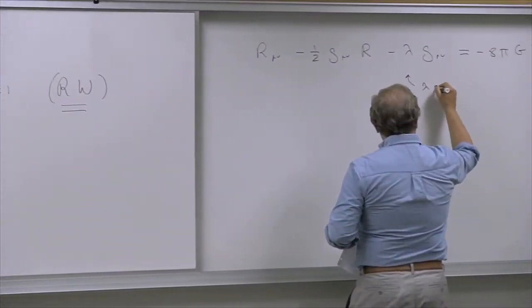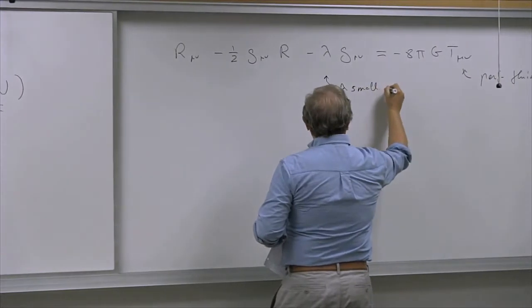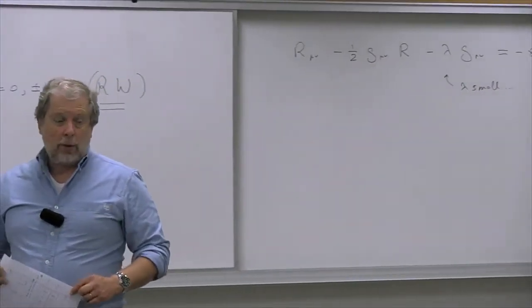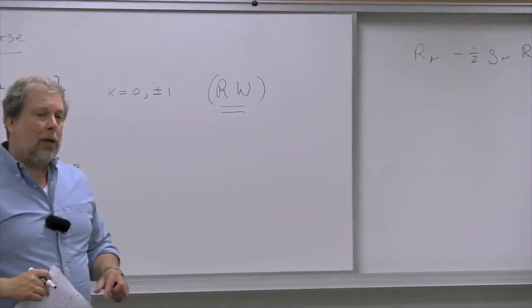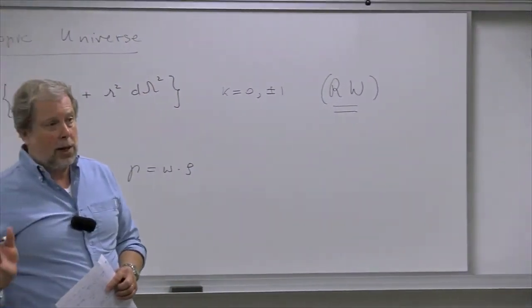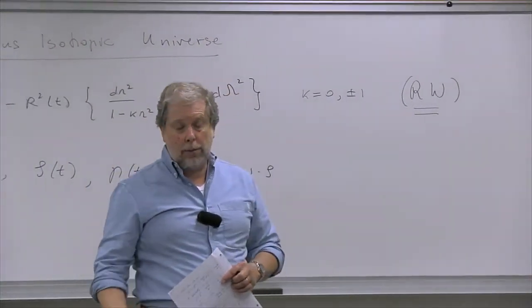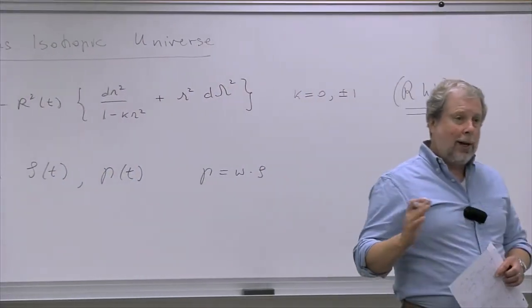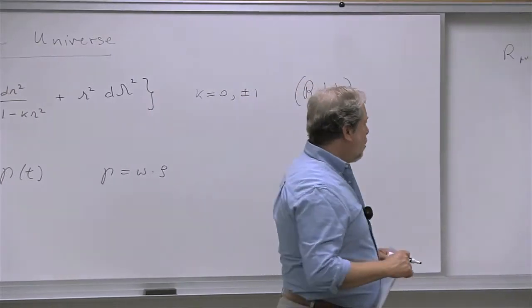Lambda is small, right? So in a number of cases it will be quite adequate to set lambda equal to 0. That, as we shall see, applies to the case of the early universe, where the lambda term is completely irrelevant. It turns out the lambda term is important at later stages in the cosmic evolution.